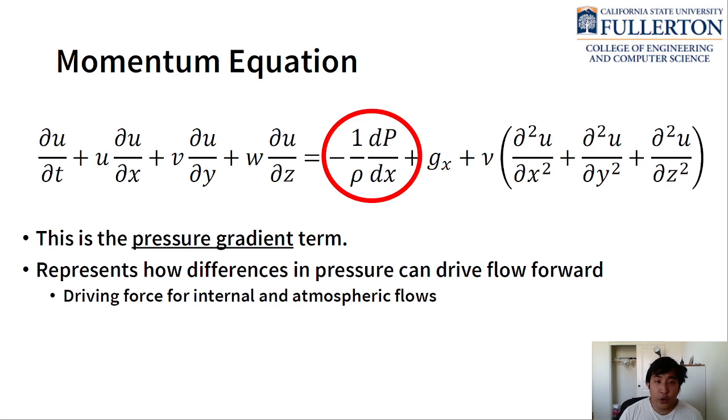Next we have the pressure gradient term. This is the only term in the equation that has pressure, which is capital P. The term in front, one over rho, is density, so don't confuse rho and P. What this term represents is the fact that pressure gradients, or differences in pressure, can drive a flow forward. If you think of flow in a pipe, flow always goes from high pressure to low pressure. That's how that manifests itself in this equation.